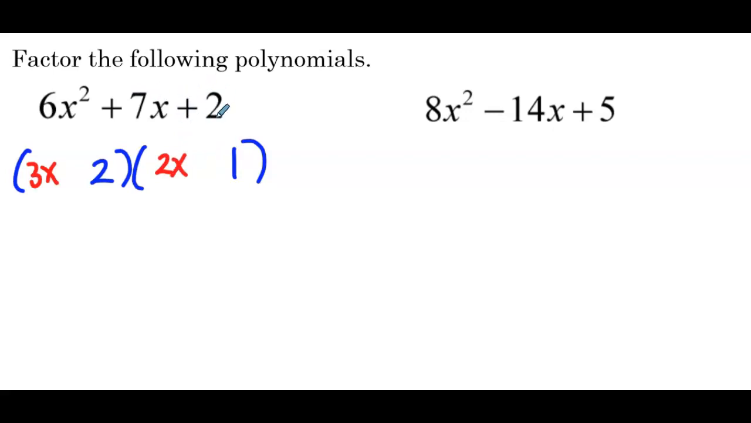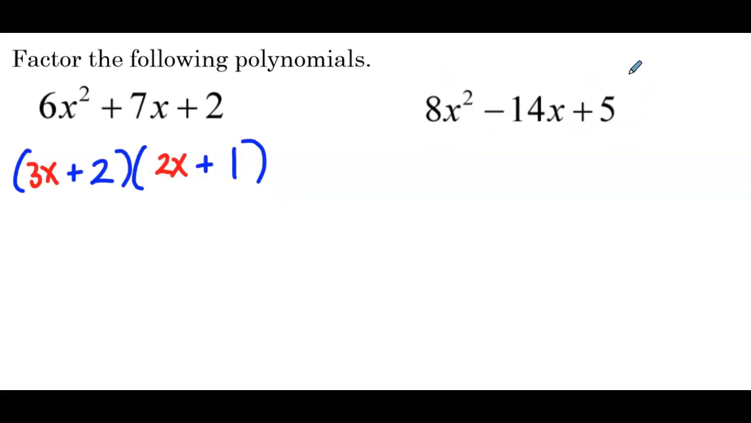Well, we also know we're multiplying to a positive number and adding to a positive number, so we could have put our plus signs in too. Okay, so let's see. We'd have 4x and 3x, which adds to 7x. Perfect, that's it. We got it on the first shot. There are the 2 factors. Next up, 8x squared minus 14x plus 5.